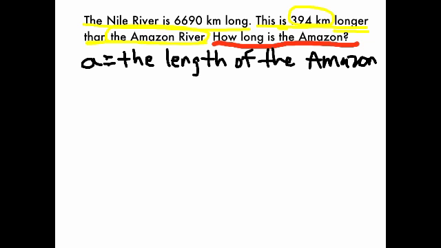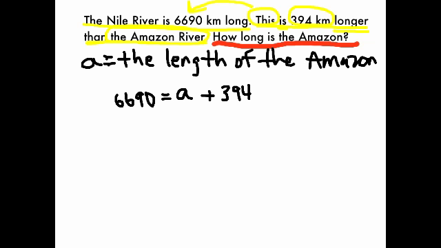What we also have is the word this, which is on the other side of the equal sign, or the word is. The this refers to the Nile River. So this is a little bit of reading comprehension. Let's put all of this together. The this refers to the 6,690. The is our equal sign. 394 kilometers longer than, so we've got a plus sign in here. 394 at the end, because remember, than changes the order. And the Amazon River is just the A, as we decided above.